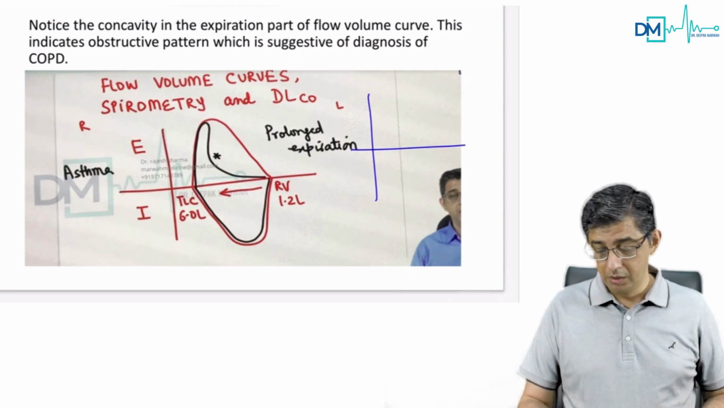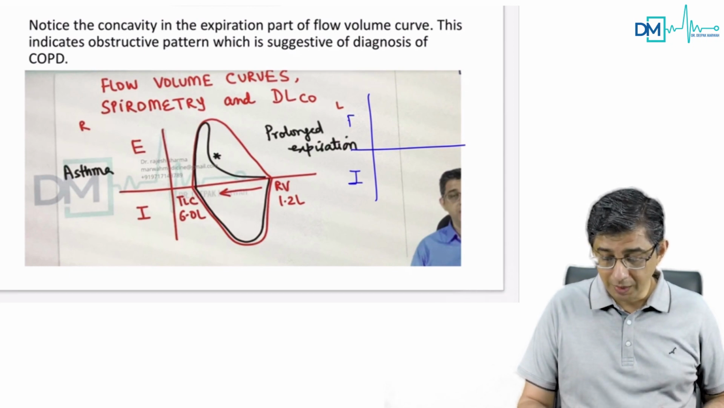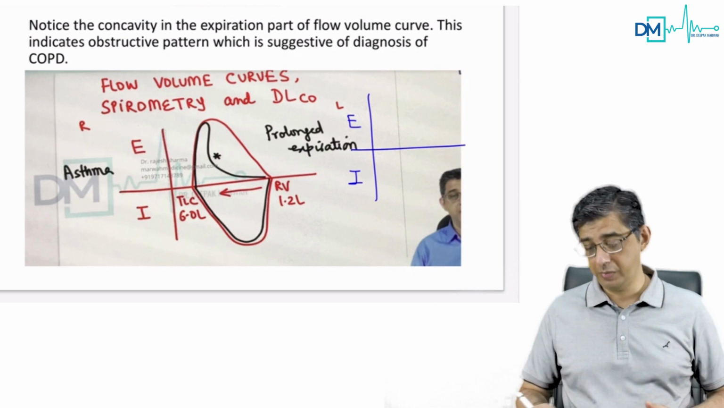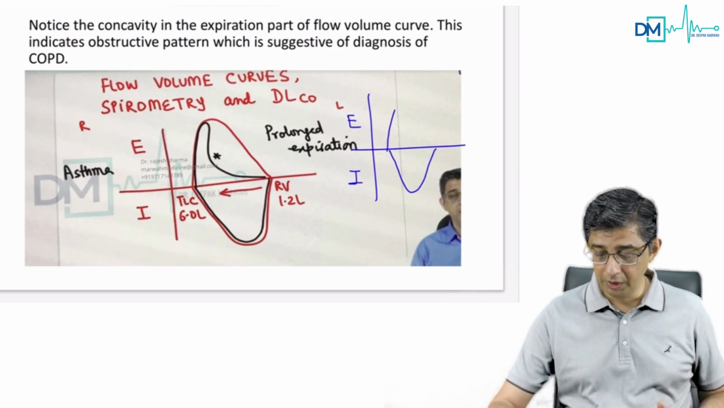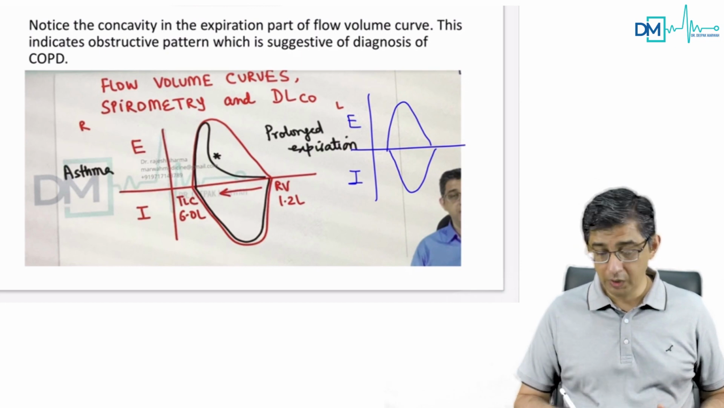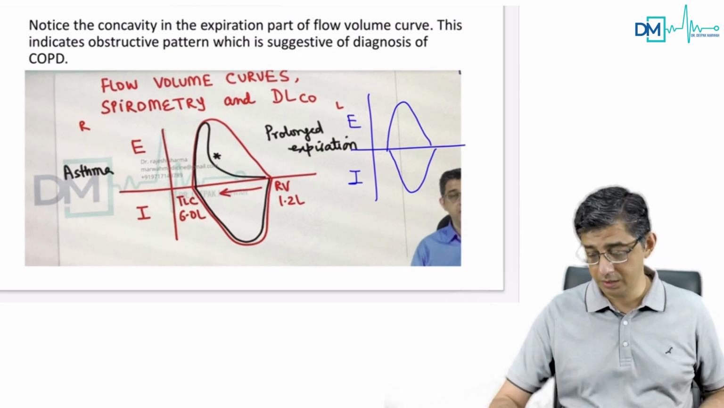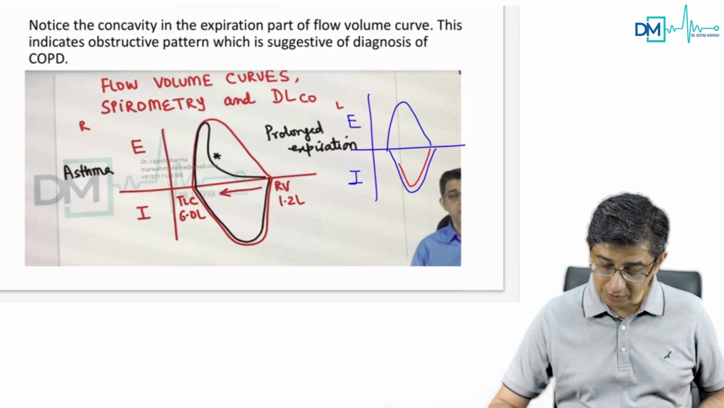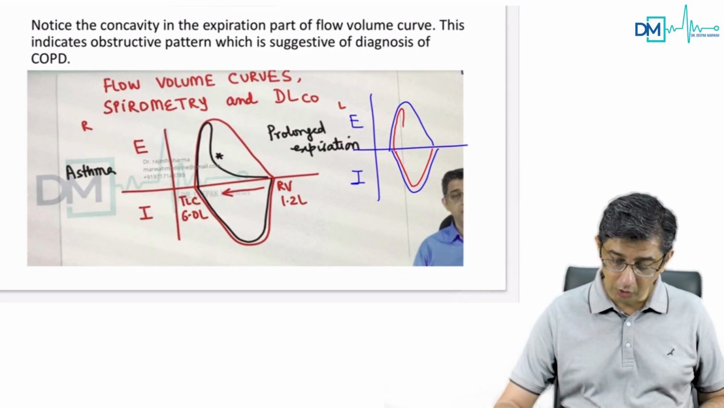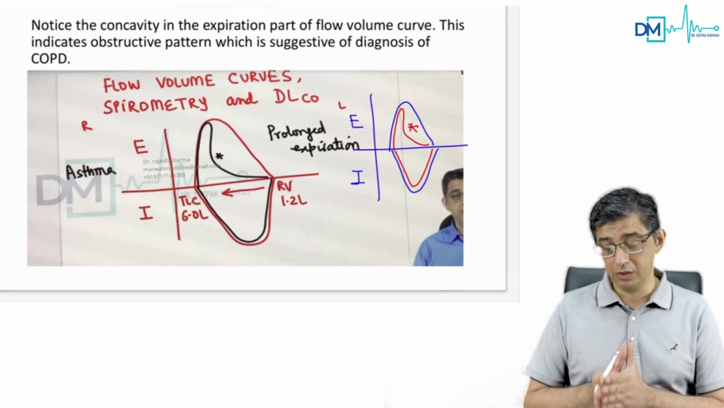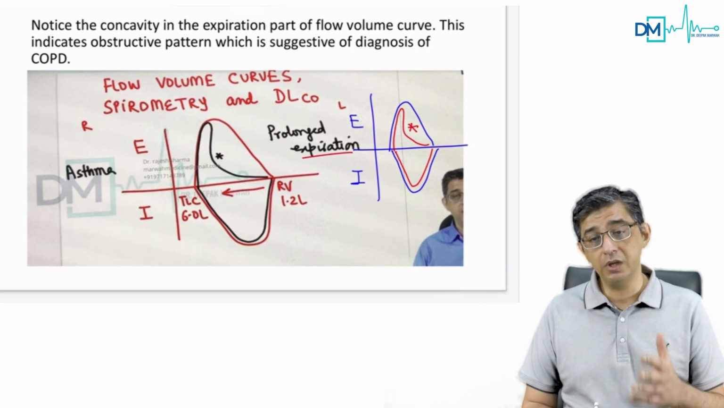5 seconds. जो फ्लो वॉल्यूम कर्व होता है उसमें the inspiration part is inferior, expiration part is above. Ask this guy to breathe in, then ask this guy to breathe out. Now, what happens in asthma or COPD is breathing in is okay, but asthma is a disease of expiration. Na? So, this expiratory part will be concave. This part will be scalloped. This would be a concavity because of prolonged expiration seen in obstructive airway disorder.